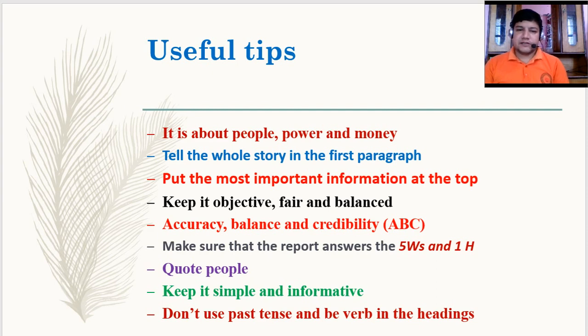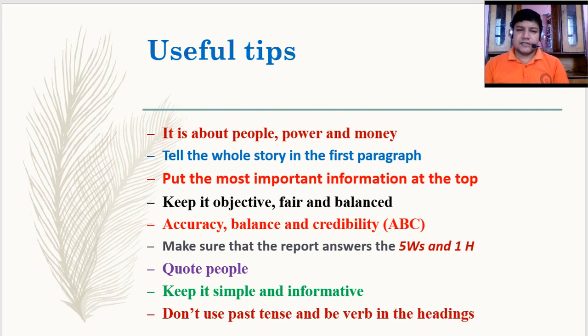We have to maintain objectivity, fairness, and balance, which is called accuracy, balance, and credibility in the language of media or journalism, ABC. A journalist or a news writer, or let's say a media person, has to maintain accuracy, balance, and credibility. The happenings should be presented objectively, fairly, and in a balanced manner.